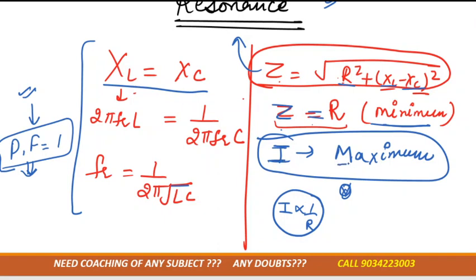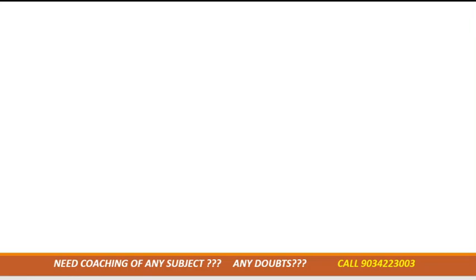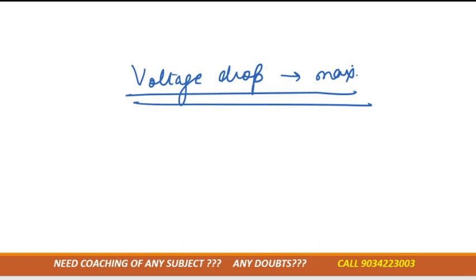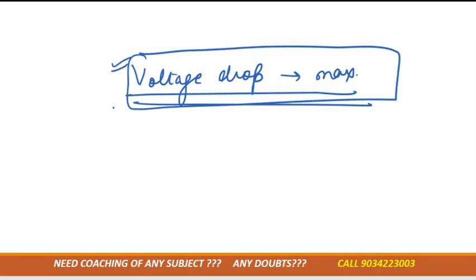But in this case current is maximum. If current is maximum, then will the I square R losses increase or decrease? Increase. If the losses increase, then it's not good for us, right? And if current is maximum, then the voltage drop across it will also be maximum, right? So some of the conditions are not good for us. Overall, we consider that resonance is not good for us.